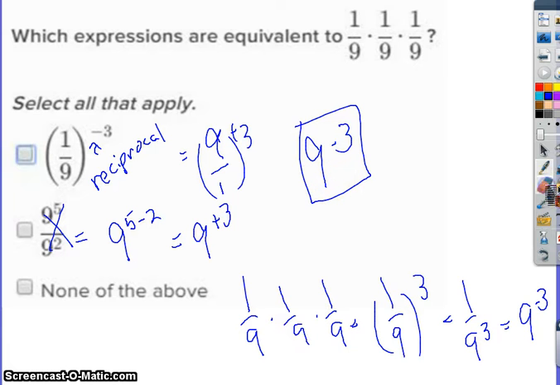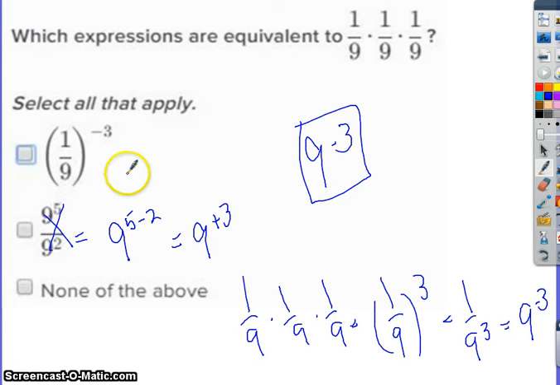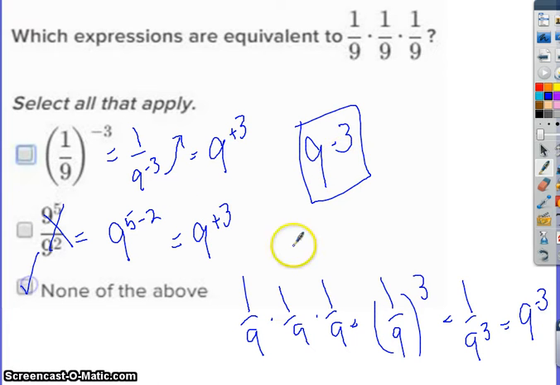Let me slow down and do that one again. So another way of writing this would be 1 over 9 to the negative third, and then when it goes up into the numerator it becomes positive, 9 to the positive third. All right, so these two were 9 to the positive third, and I wasn't looking for that. So the answer is none of the above.